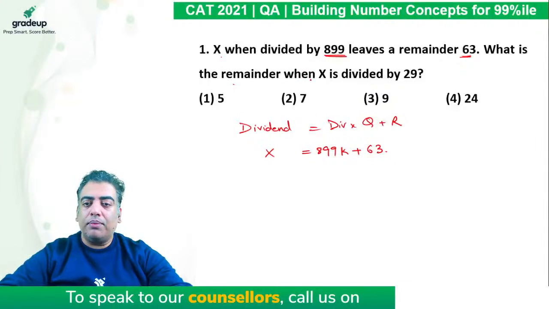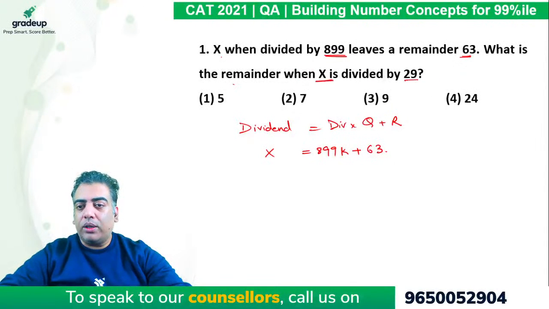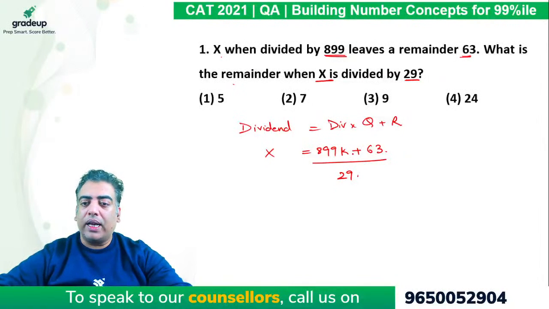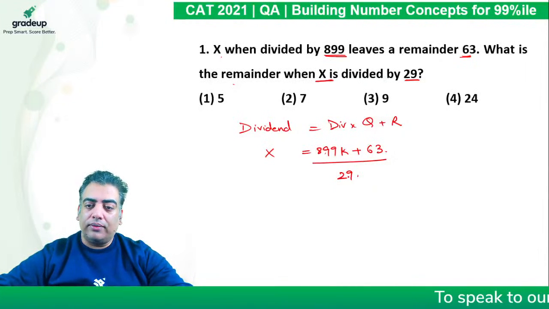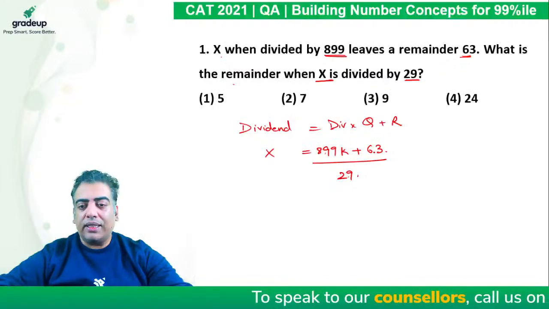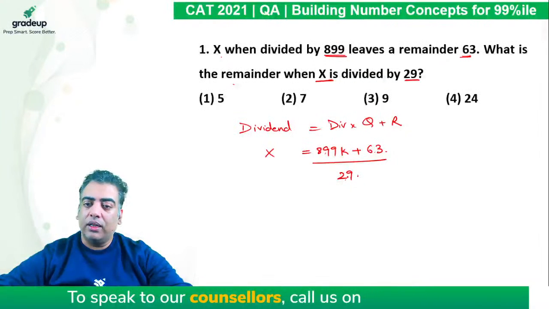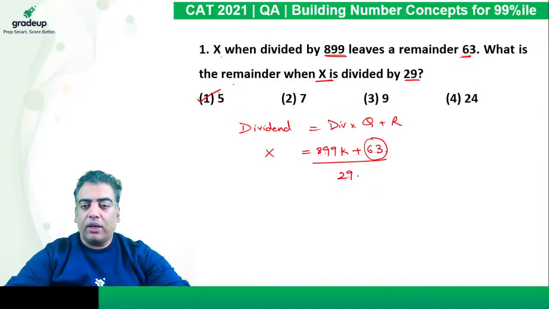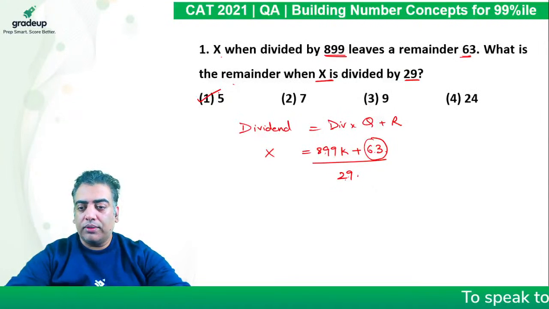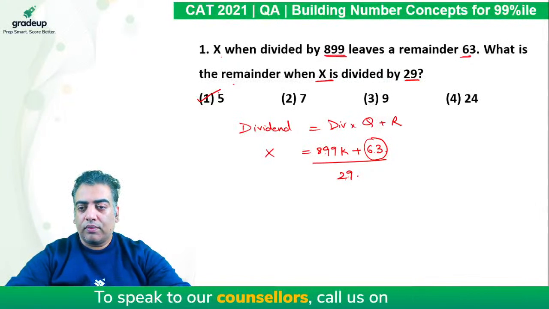Now it says what is the remainder when x is divided by 29. So effectively when you divide this number by 29, we require the remainder. So 899 is a multiple of 29. So we just need to divide 63 by 29 to find our answer. So 29 into 2 is 58 and it gives me a remainder of 5. So the correct answer option will be 1. Guys, please check it out. It's a very, very, very important question. Is it done?